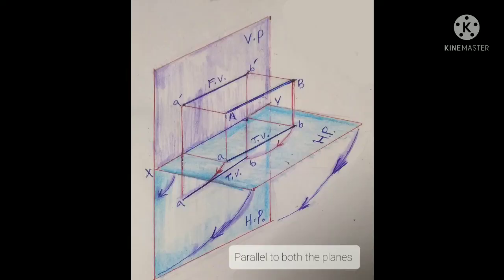Problem number 3. Here we see that the line is parallel to both planes. So, as it is parallel to the VP, the length of the front view will be the true length of the line, that means 50 mm, and also the length of the top view will be the true length, as it is parallel to the HP.